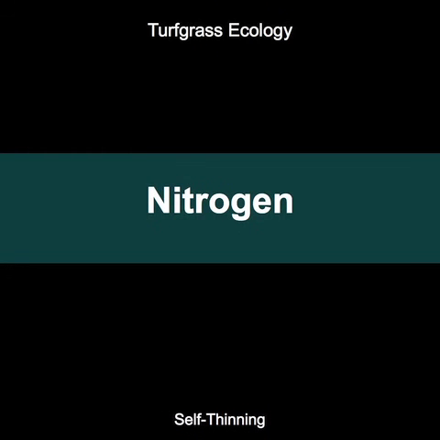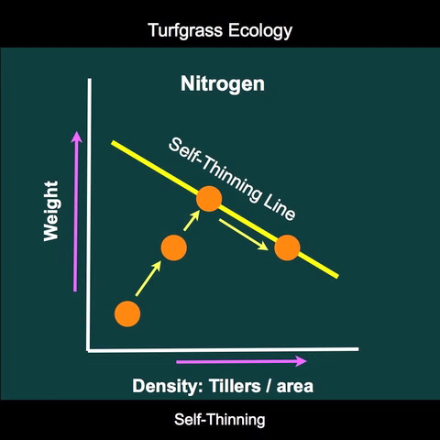Our last example is with nitrogen. Nitrogen contributes to the growth and development of turfgrasses. Incremental increases below the self-thinning line push the plant population toward full cover. Incremental increases beyond the optimum can shift the community down the yellow line or self-thinning line, and conversely, not enough nitrogen may move the community up the line or drop the population below the self-thinning line.